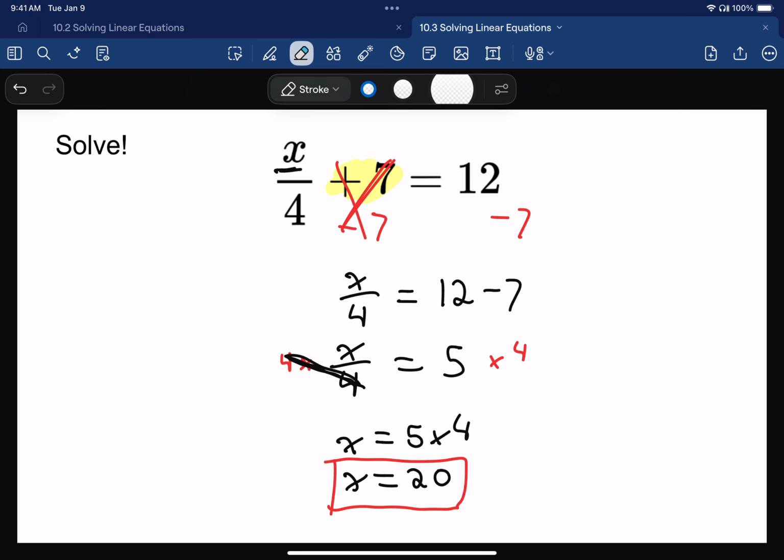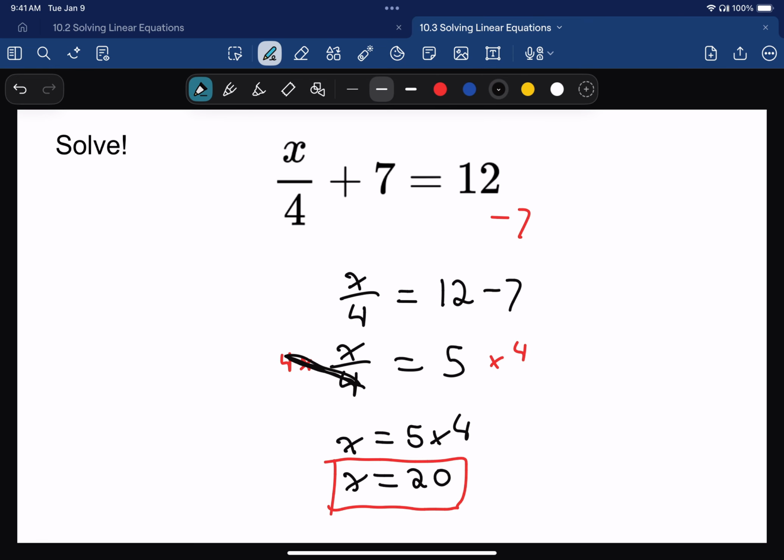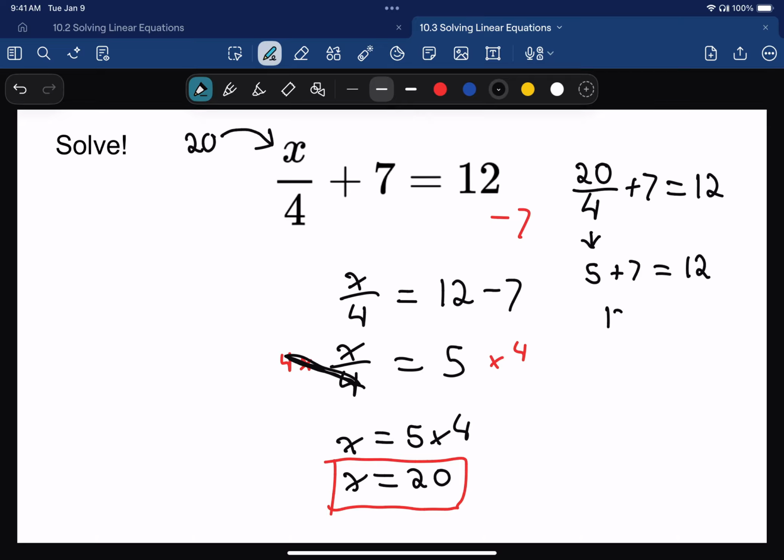Now, if we wanted to check our answer, we could do the good old plug and chug. Let's plug our answer into the original equation and see if we get 12. If we took 20 and plugged it in here for x, so 20 divided by 4 plus 7 equals 12. Let's see if this is true. 20 divided by 4 is 5, right? 5 plus 7 we know is 12, so 12 equals 12. So we are happy. This is correct.